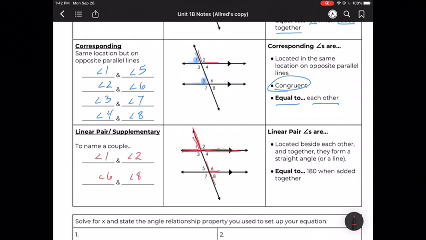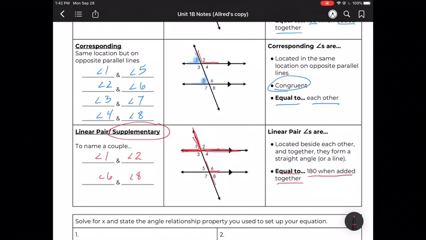Now there's a lot of linear pairs I could choose. I just chose to do two of them, two pairs. Remember that linear pairs are located beside each other. They are adjacent, but they form a straight line with their non-adjacent sides. The sides that are not the same as each other form a straight line. They are always equal to 180 degrees when added together because they are supplementary.